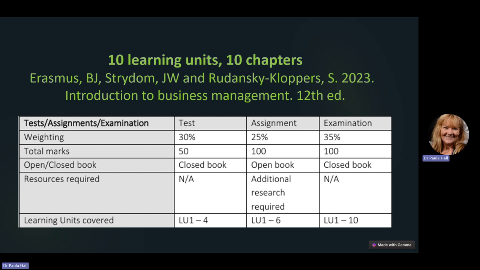Okay, so from your module outline, I think it's important right up front just to know where you're going and what you need to do to succeed. So you can see that the exam is 35%. Now that you might be surprised at is actually quite low. And it means that you need to work continually throughout the semester. As you can see, 30% for your test, 25 for your assignment. So combined, your semester formative assessments are going to give you 55%.